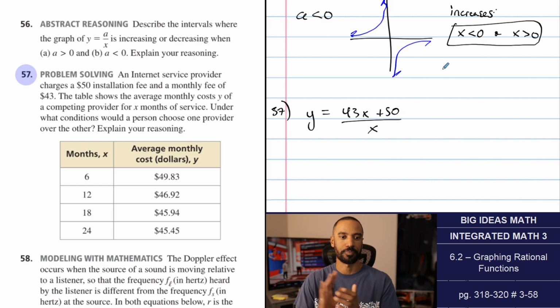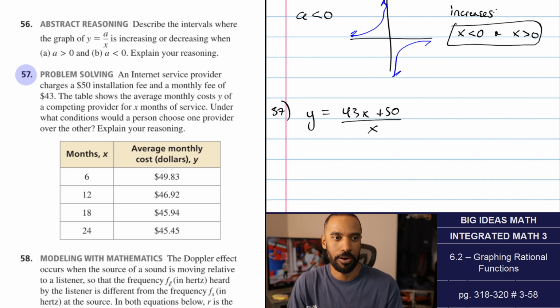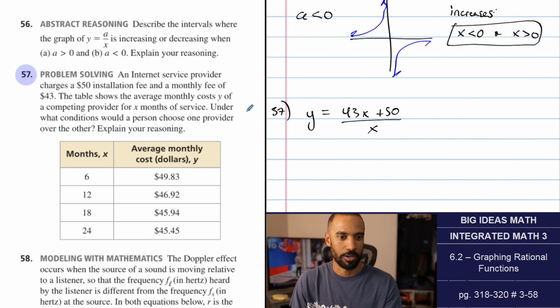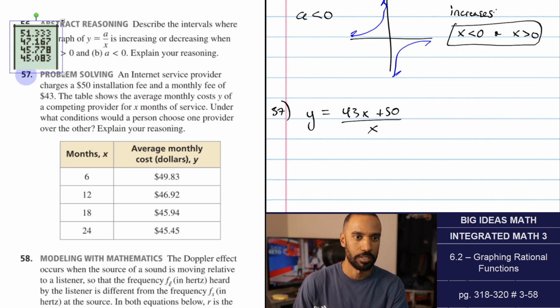So it's one of these again. Average monthly costs, and let's compare them to this other one. So I'm going to go to the graphing calculator. It's not really about the graph this time, it's just about the table. So 43x plus 50, divided by x. Now the other table uses months 6, 12, 18, and 24, so I'm going to do the same thing. I just want these 4 numbers for y, so I'm going to paste them in right here.